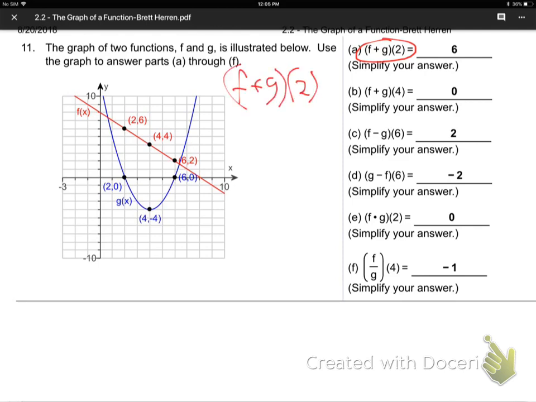F plus g of 2. What does that mean? What do they want me to do? That 2 on the right there is a plug-in. It's not a multiply. I know it's confusing. I don't think math did the best job in their way of writing things here. Normally we think of parentheses as multiply, but whenever you put parentheses with a number after a function, that's not times, that's actually plug-in.